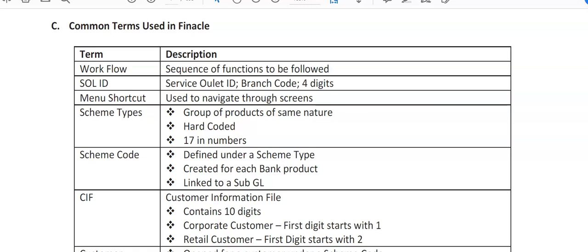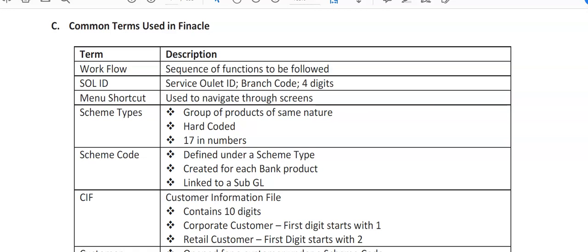So while we open a KIF ID, we do a dedupe check, meaning in case he is already having an account in any branch in India, we can use that KIF ID for opening that account in a particular branch. So that we call the customer information file.